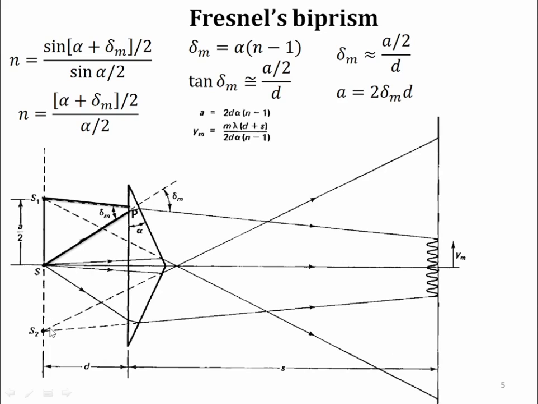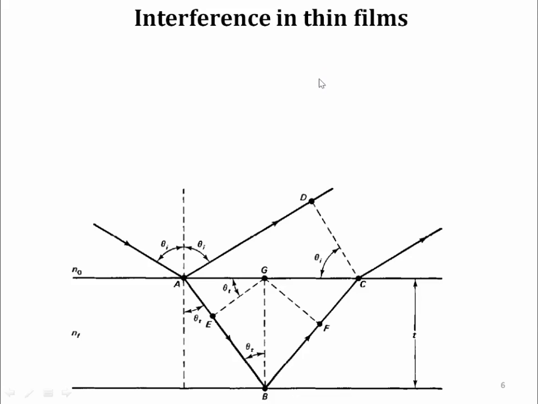So the total distance between the two sources and the screen is small d plus small s, so that's what we have written here, divided by small a, the distance between the two sources. And what is that distance between the two sources? A is 2 into delta m into d, so we have substituted the value of delta m here. So this is the condition for maxima in Fresnel biprism. So the mth order maxima on the screen can be obtained by using this condition.